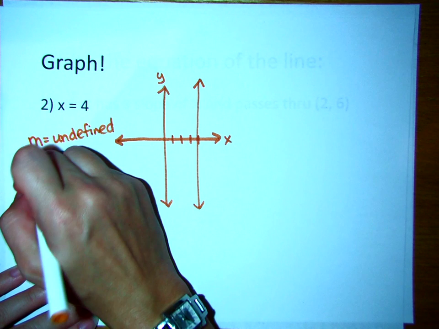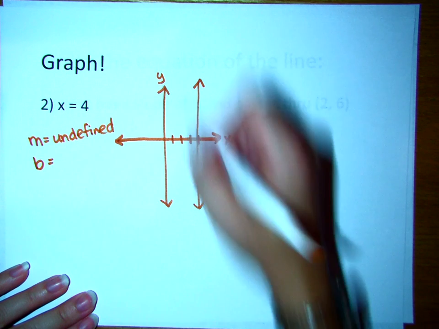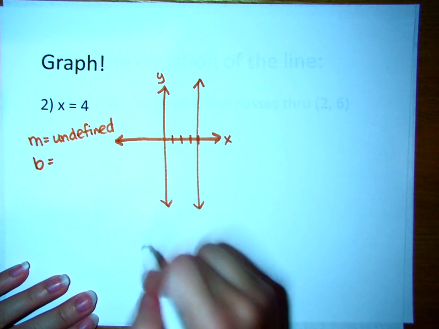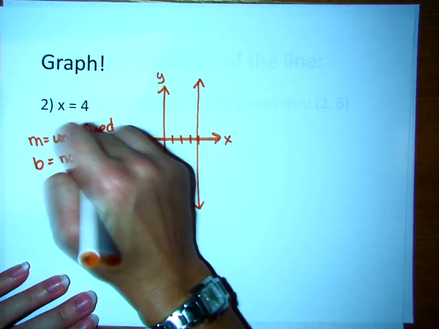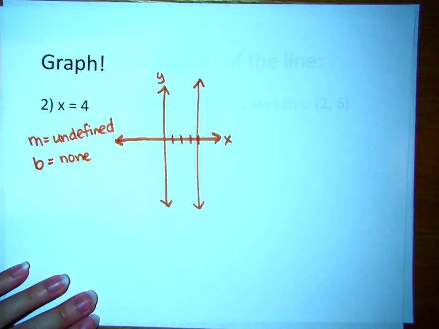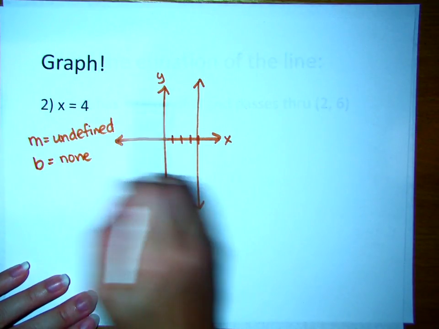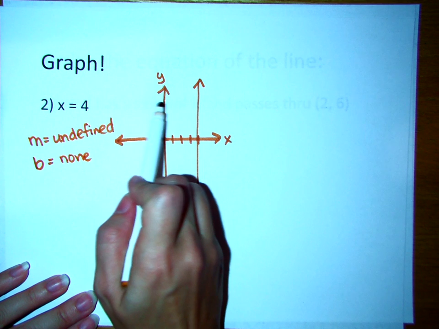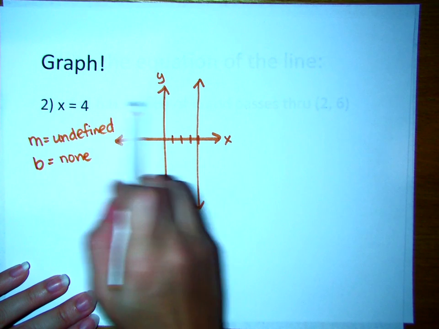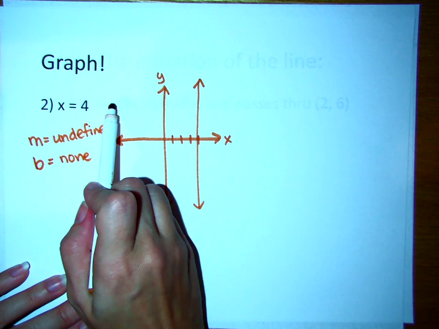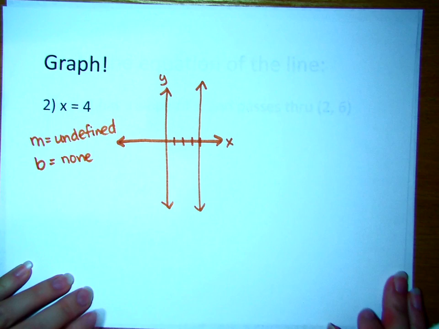And then the y-intercept, where does this cross the y-axis? Well, it never does, so we would say none. You can compare that to a y equals 4 line, which would be right up here, where we would cross the y-axis at 4, and it would have no slope, or 0 slope. So this is your x equals 4 line.